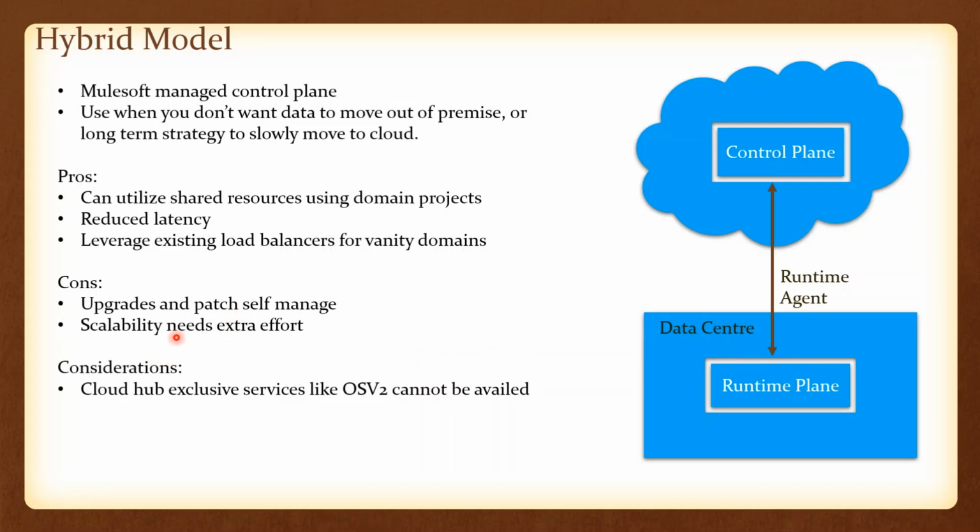Scalability needs extra effort, of course, because this cannot be dynamically scaled as we can do in CloudHub. There, at the click of a button, we can change the horizontal scalability across more than one worker, or also increase the vCore size. But here, if you want to scale, we need to add more servers to the cluster or create server groups. So scalability needs extra effort.